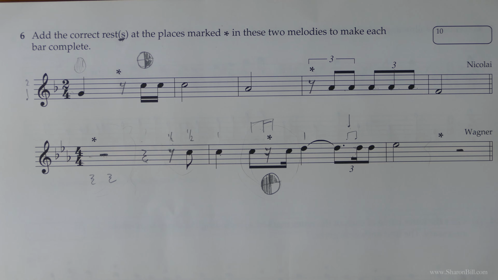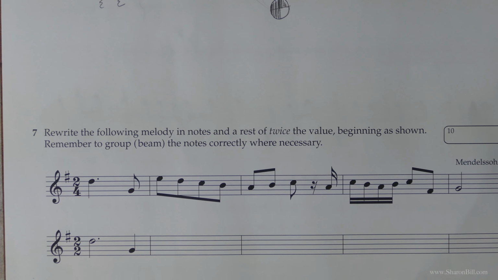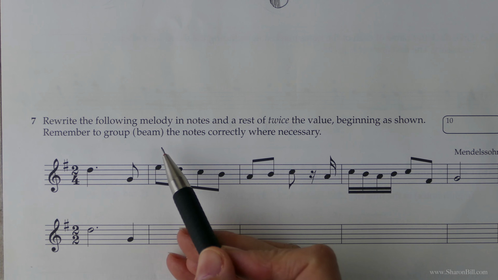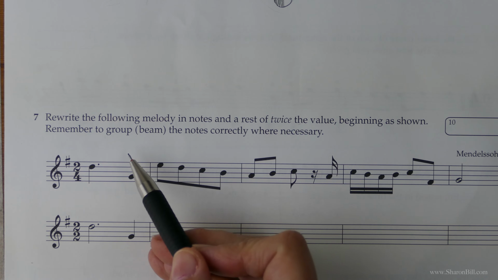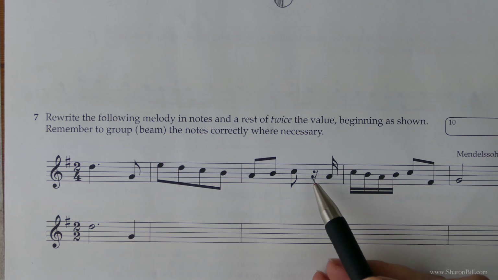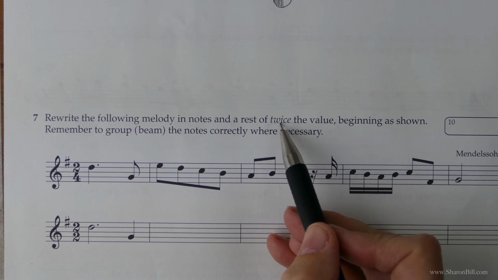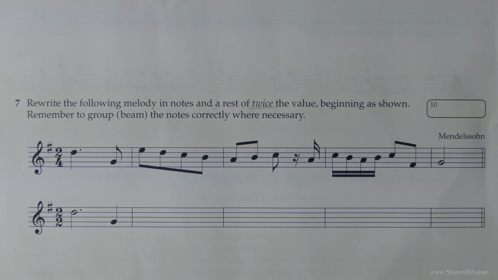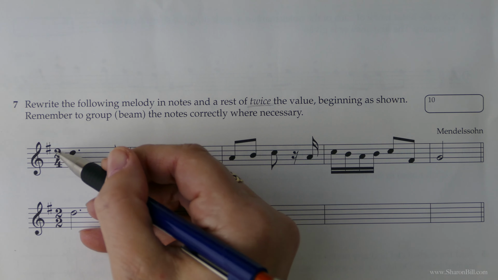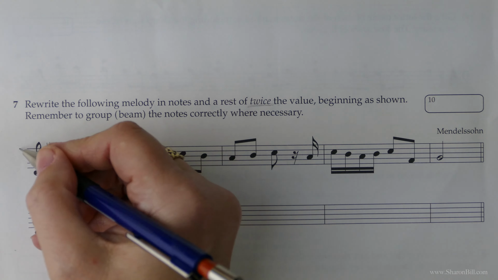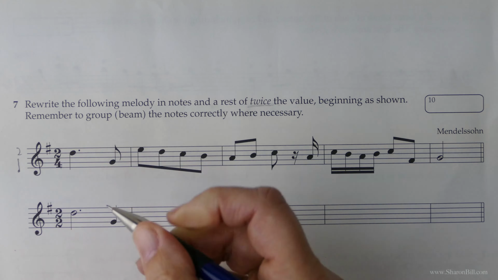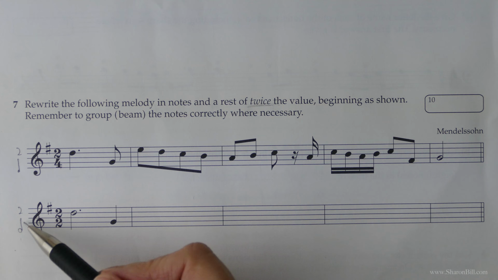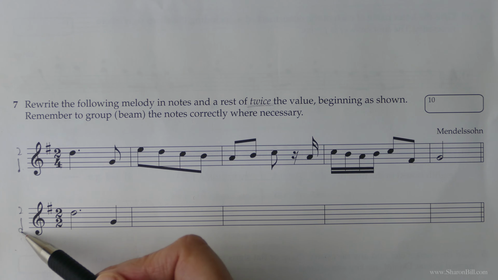So it's a similar sort of thinking now that's going to be required here. We've got to beam the notes correctly once we have rewritten this melody in notes and rests where everything is twice the value. And if you look at your time signatures, we can see we've gone from 2 crotchet beats, 2 quarter notes per bar, to 2 minim beats per bar. So we're still in duple time, but everything has doubled in value.